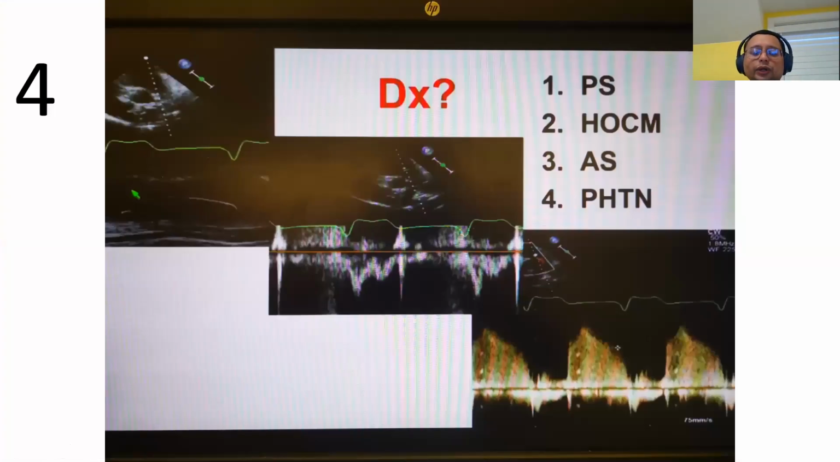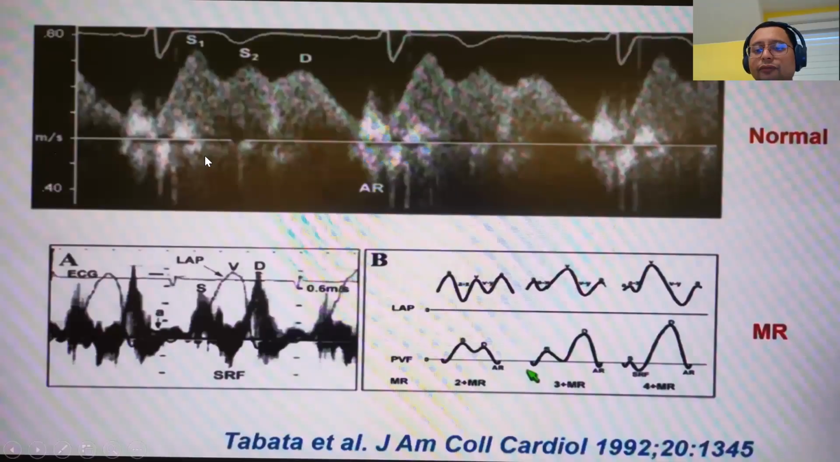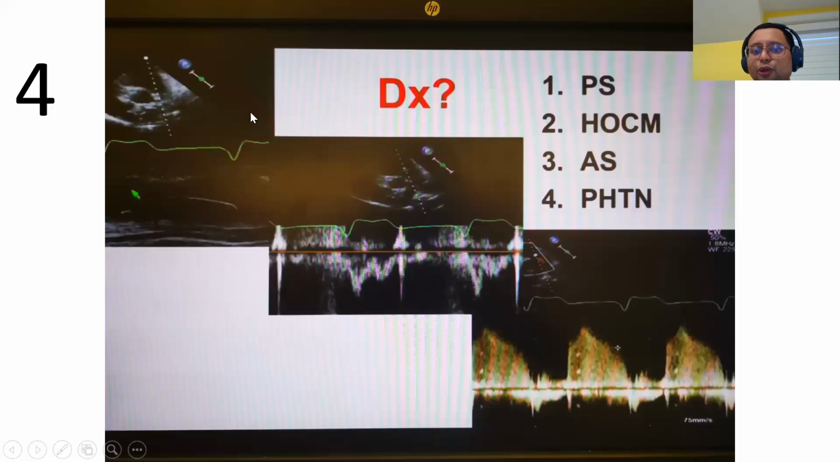Let's look at question number 4. They give you a Doppler here. This is a Doppler across the pulmonary valve. Whenever you have a question and they show you a Doppler, make sure you know where the Doppler is. There are 3 Dopplers here. This is an M mode across the pulmonary valve.